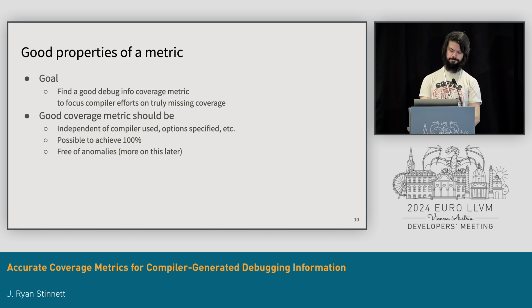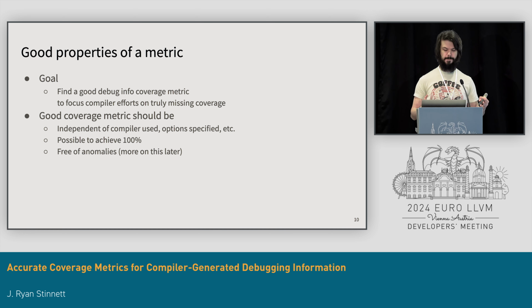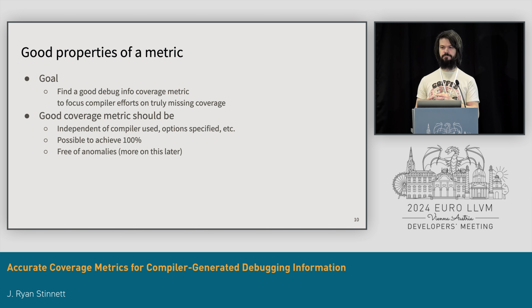So if we think about what some good properties of a coverage metric for debug info might be, we want to find a metric that helps us focus compiler efforts to make debug info better. Really the goal is that we want the debugging experience to be better overall, and by having a good coverage metric, we can use that to drive efforts to improve debugging overall. So what are some properties of a good metric? It should be independent of the compiler used. You wouldn't want it to depend on specific compiler internals or options that are specified.